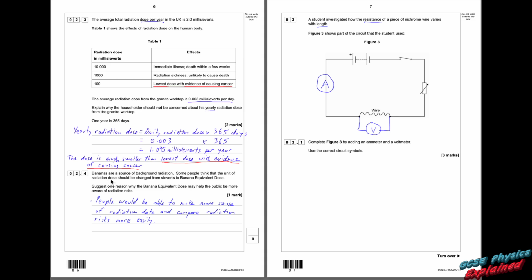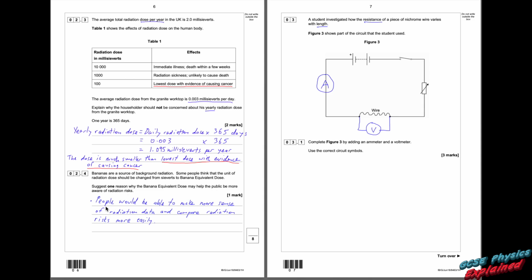Part 4. Bananas are a source of background radiation. Some people think that the unit of radiation dose should be changed from sieverts to banana equivalent dose. I've got a nice video on background radiation. Click the link if you want to see it. Suggest one reason why the banana equivalent dose may help the public be more aware of radiation risks.